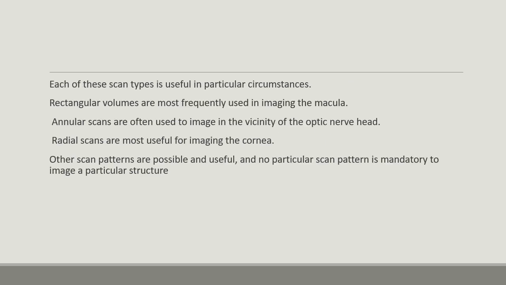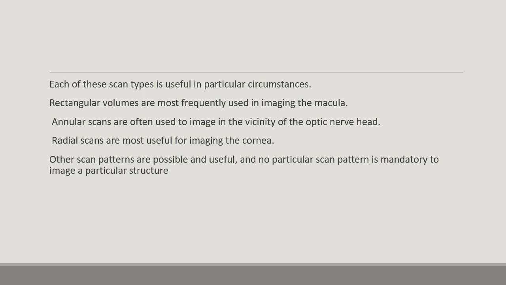Okay, so rectangular scans are most frequently used to image the macula. Any disease of the macula is very well displayed by these rectangular images. The annular scans, in which the concentric rings are formed, are used to image the structures in the vicinity of the optic nerve head, and the optic nerve head itself.